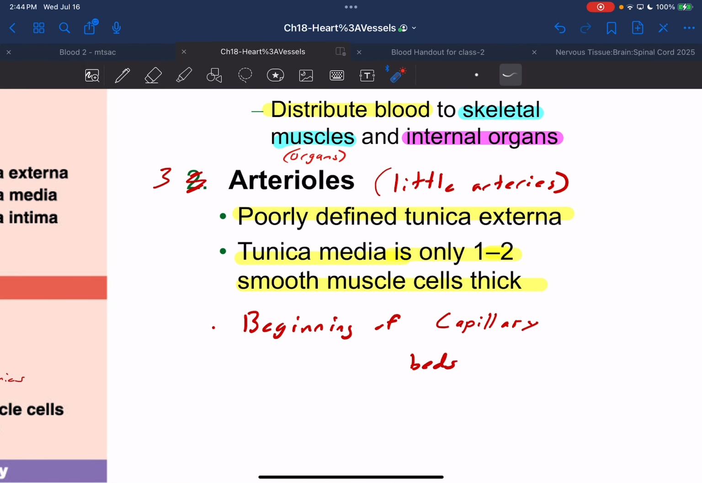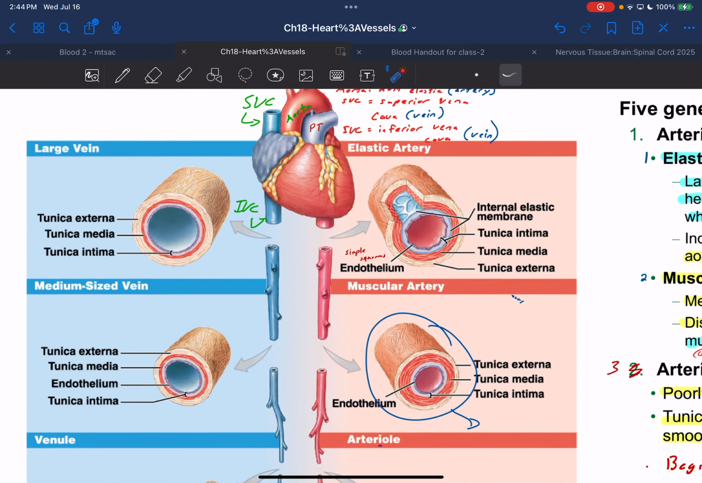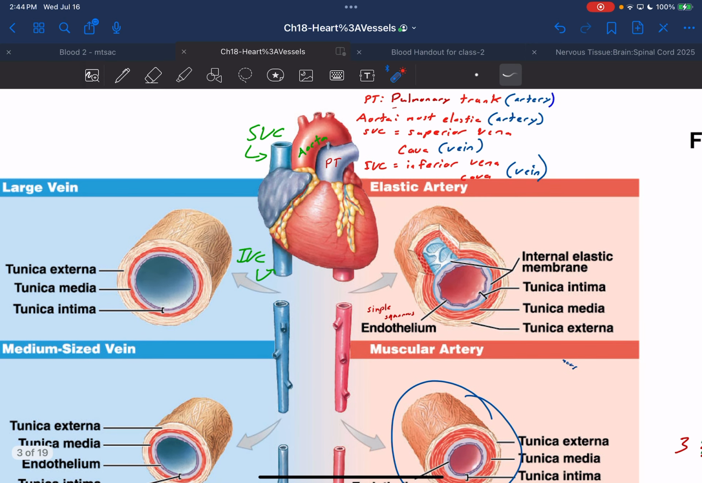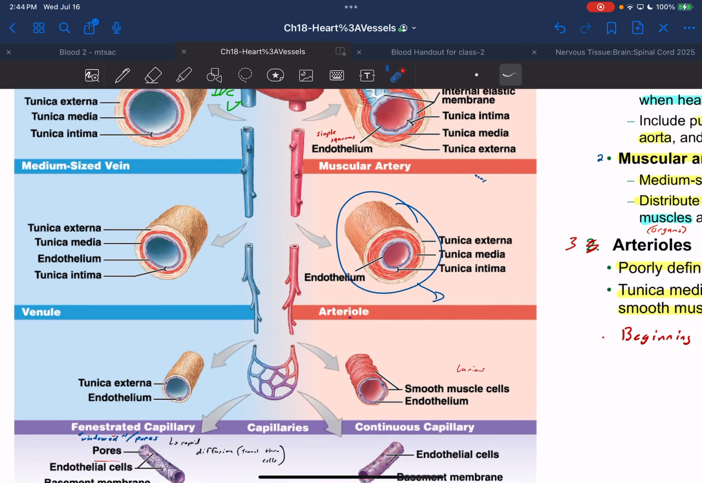Now, arterioles. We are ending our arteries. And arteries, at the end of the day, if we look at our illustration, no matter where they're serving the body, go from being elastic arteries, and then as you go away from the heart, they become muscular arteries.